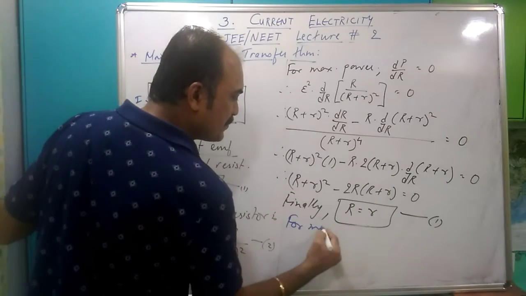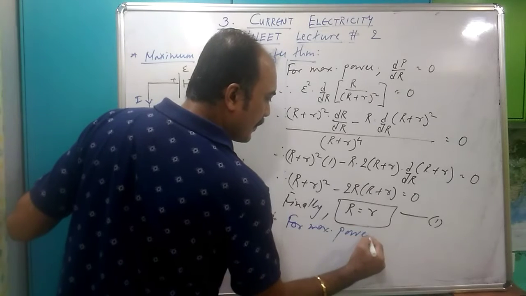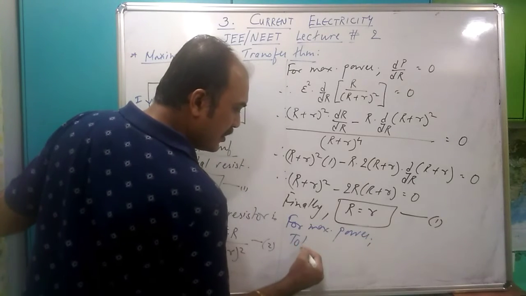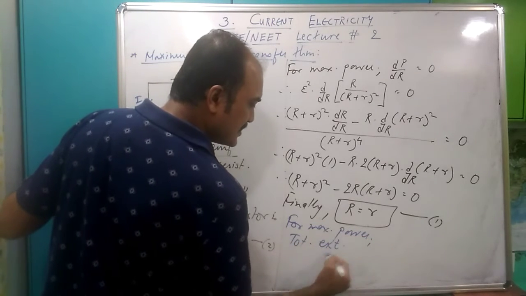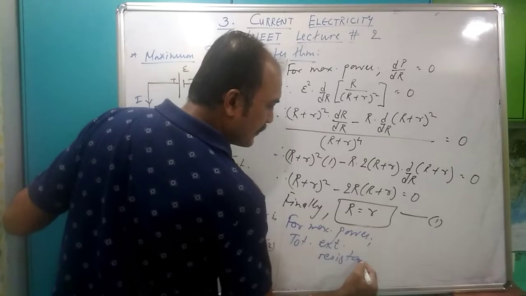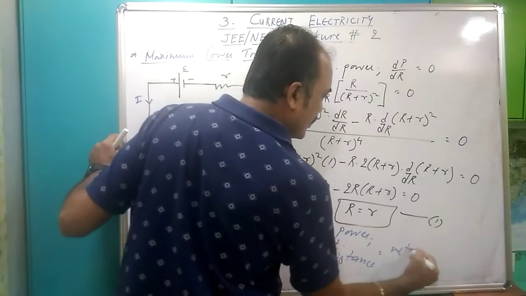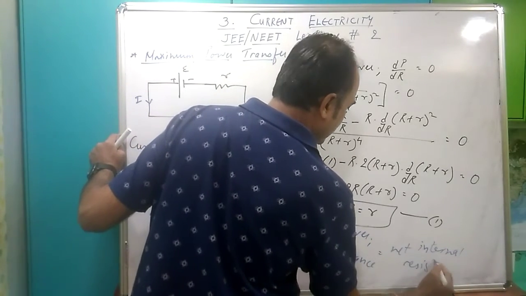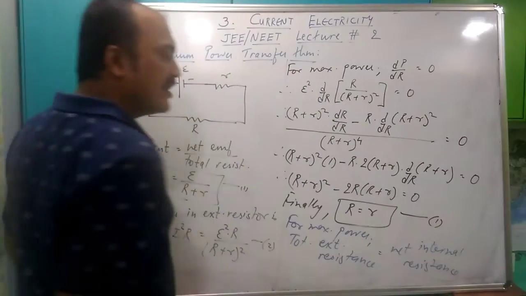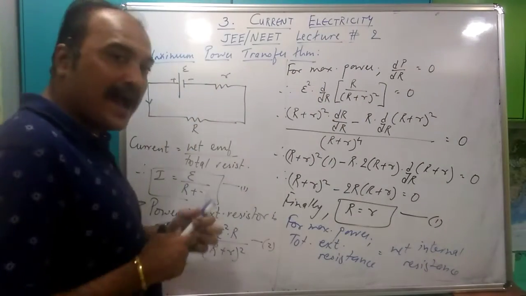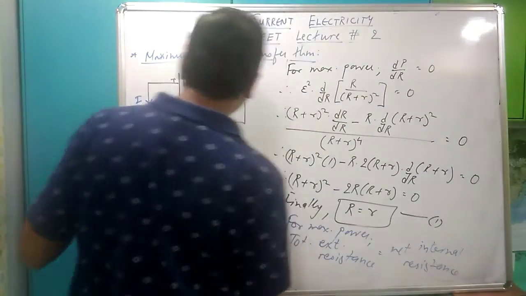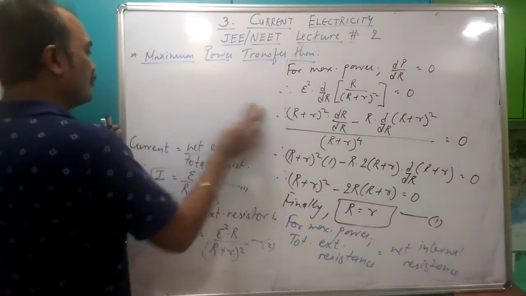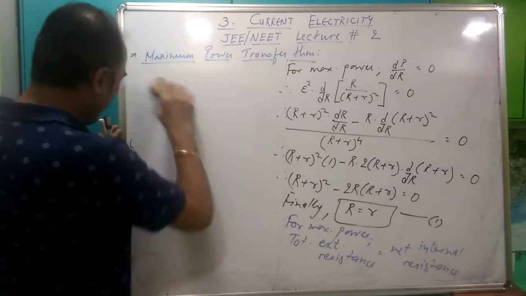So for max power, total external resistance has to be equal to net internal resistance. We are going to take it as our working hypothesis, and not working hypothesis, already proved it. And supposing somebody asks you, find me max power, we'll say no problem, sir.